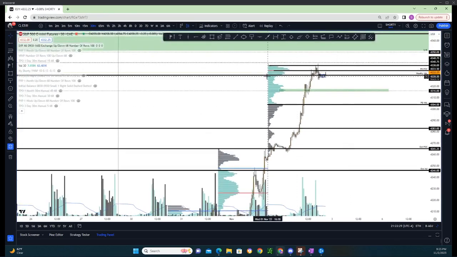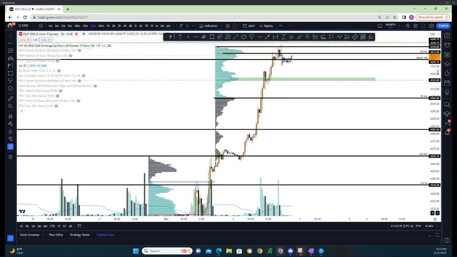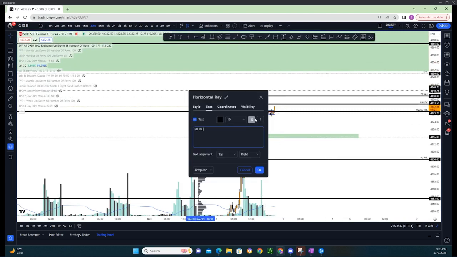Okay. Any questions so far on volume profile? I'd love to see us crack below 44.40 and come back and lose this POC. I would not short right below this as long as this POC is here. It wouldn't make sense from a reward perspective.